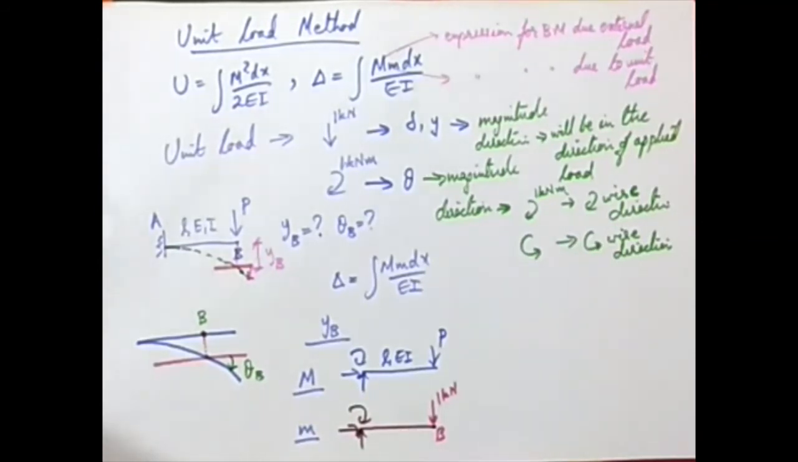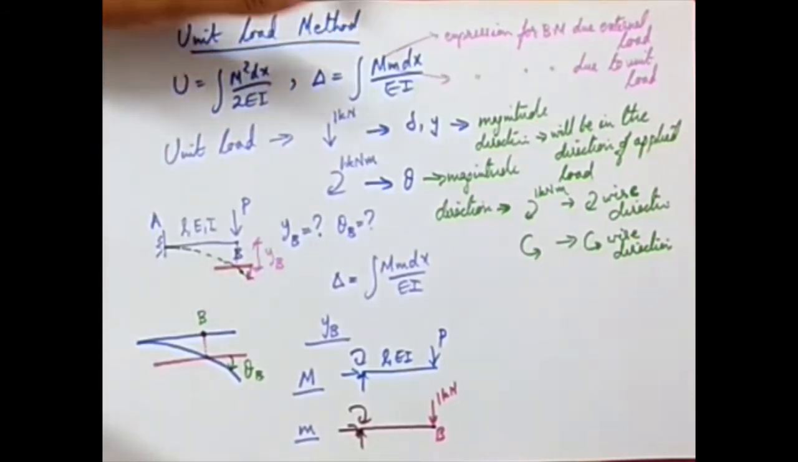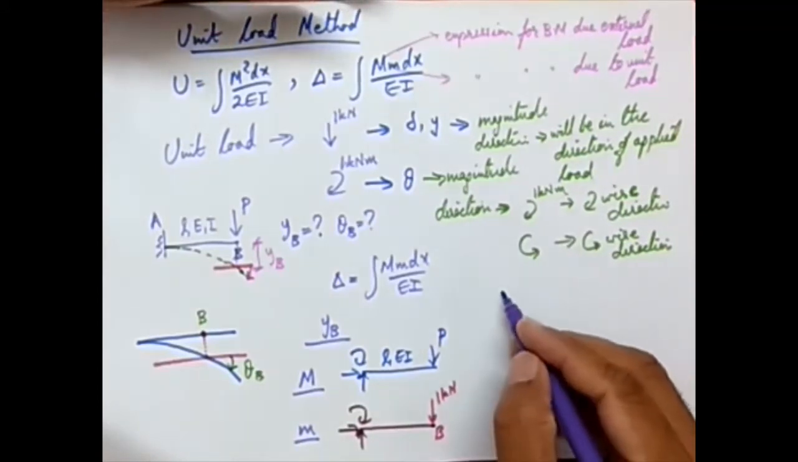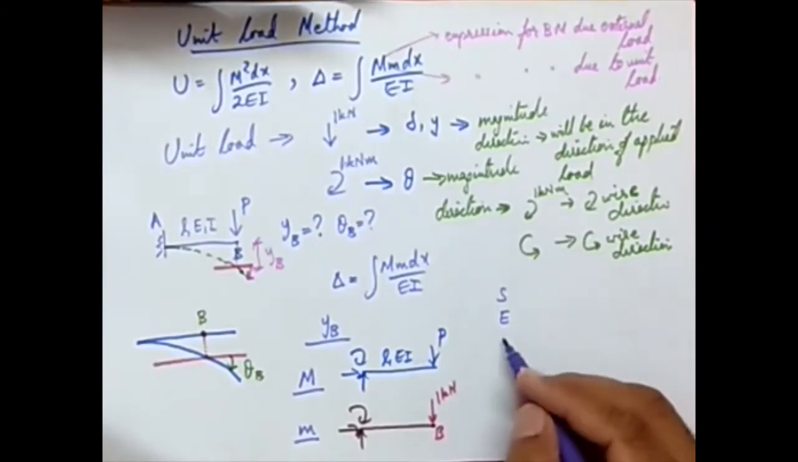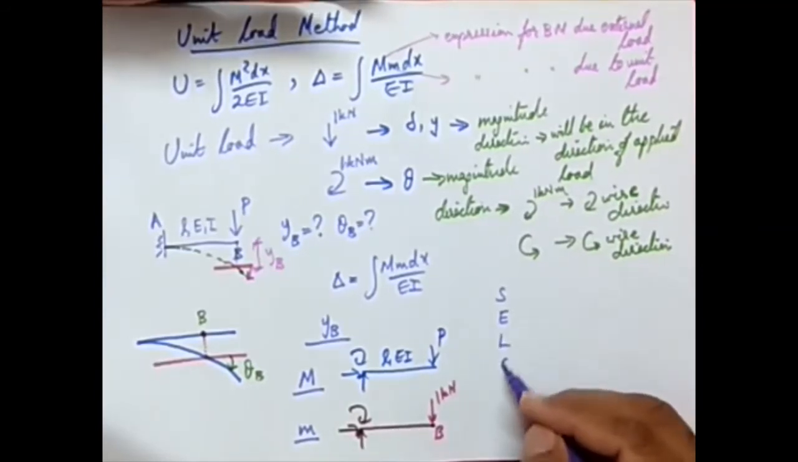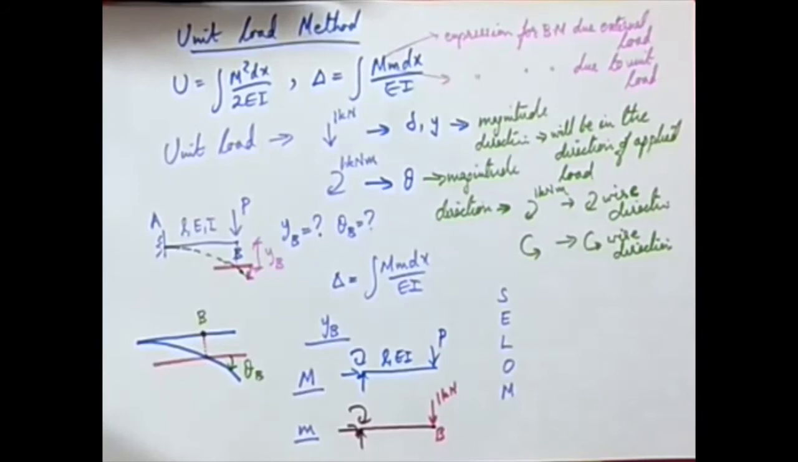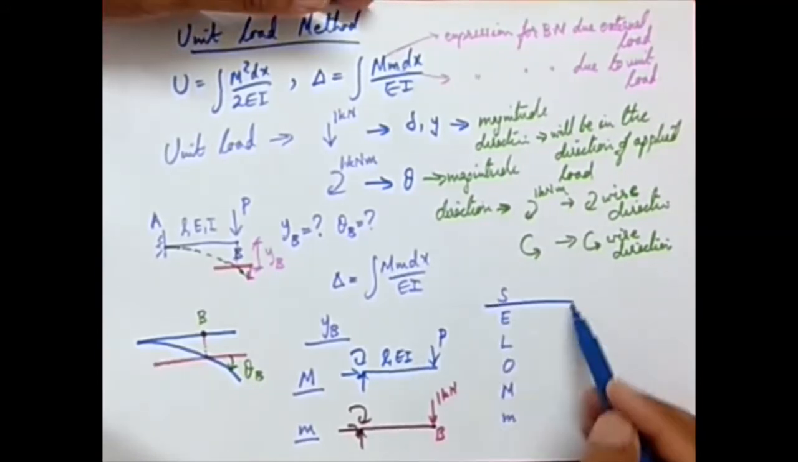Now we are going for the tables that we have seen earlier, the Mohr's table. So the same table we are going to plot: S, E, L, O, M. When we are using the unit load method, I will be having an additional M here, that is a small m. Now I can have a table.